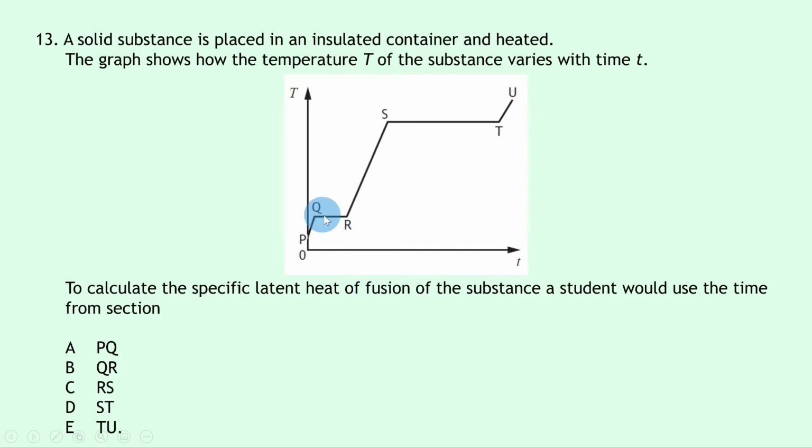So we can say that that melting process is happening between Q and R, which is the fusion. So to calculate the specific latent heat of fusion, they would use the time from Q to R, and that gives the answer B.